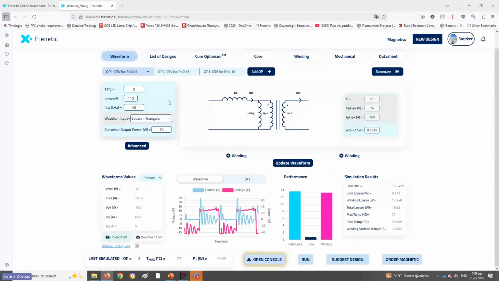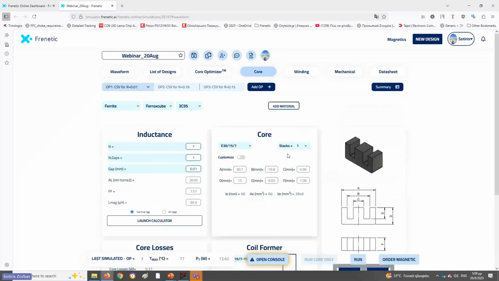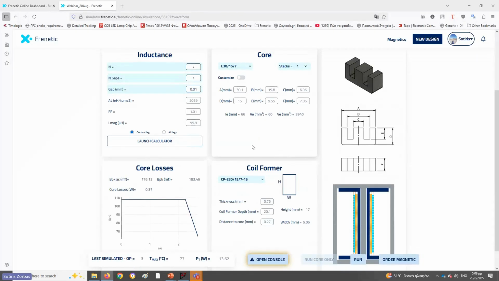So the first part is getting the waveforms, as everybody is aware of. And then we can go into the core section where I've selected an E30 core. This is a relatively small pulse transformer, nothing very fancy, like 100 millihenries of inductance. AC flux is a safe number, core losses are minimal.